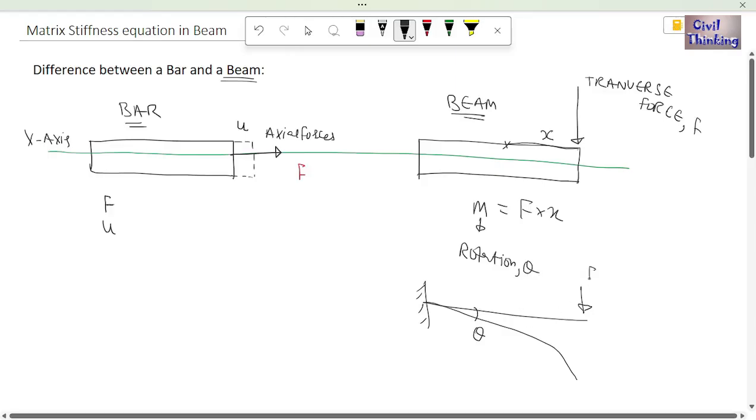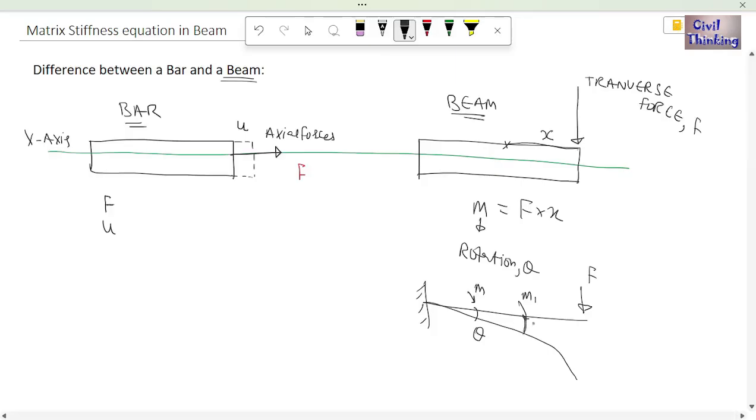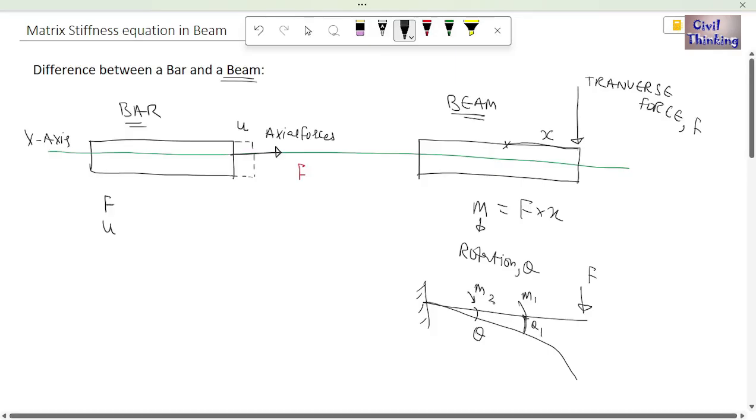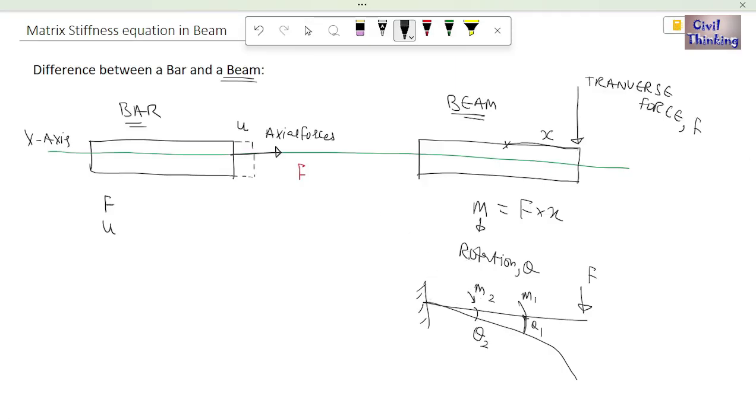So because of the forces, there is also going to be a bending moment, everywhere. For example, at m1, it is going to have this much of slope, theta 1. At m2, the moment of m2, here it is going to be theta 2. So moment causes rotation, so these will be the additional unknown forces and unknown displacements.